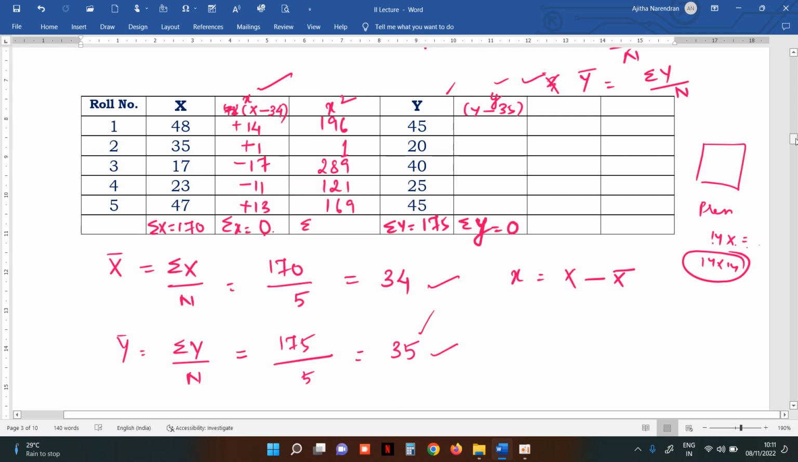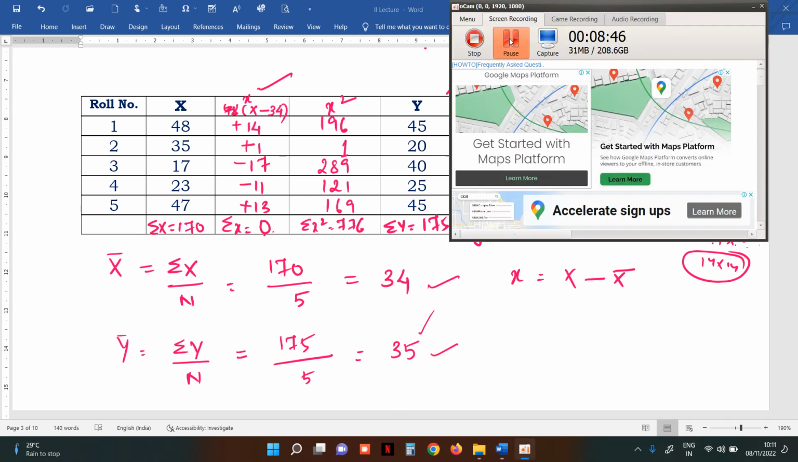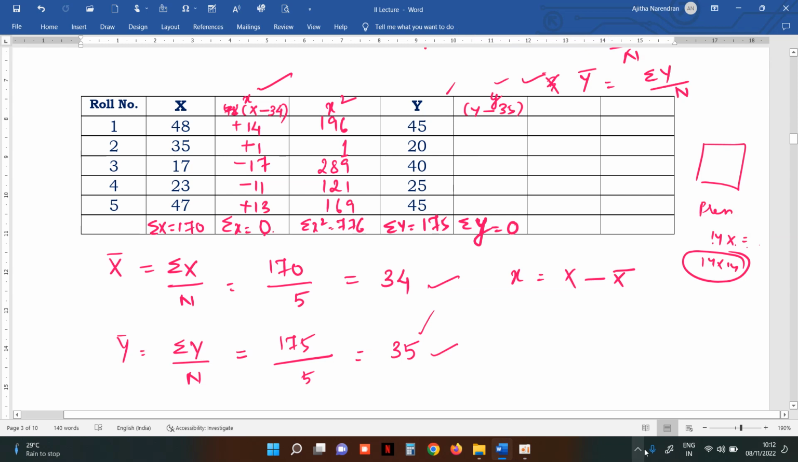Summation of x square is equal to 776. Summation of x square is 776. You have got y.